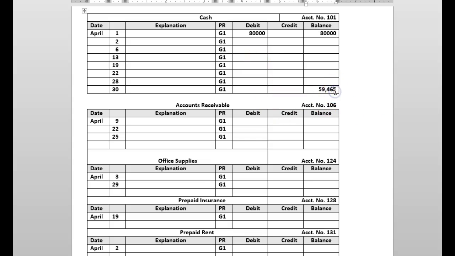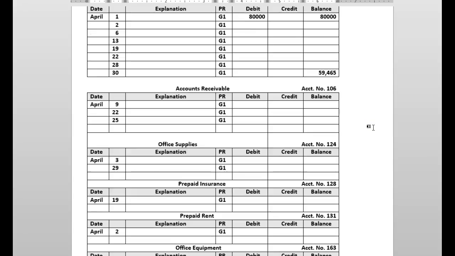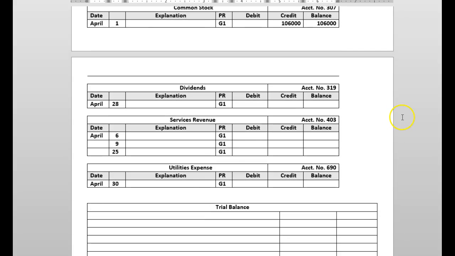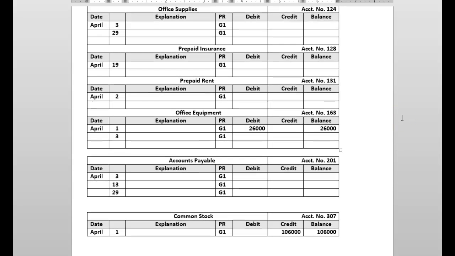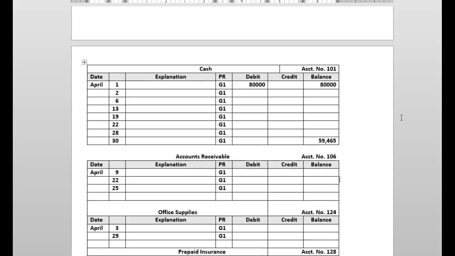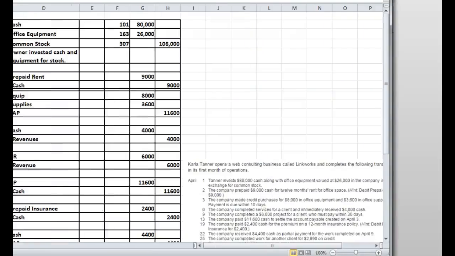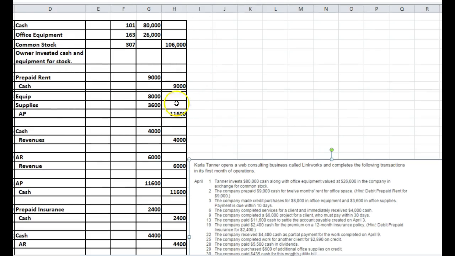Now I've left some numbers. This one in particular is what you should end up with as the cash balance when you get all the way done. I think that's the only one. So then you would go to your next entry, which is prepaid rent debited and cash credited.